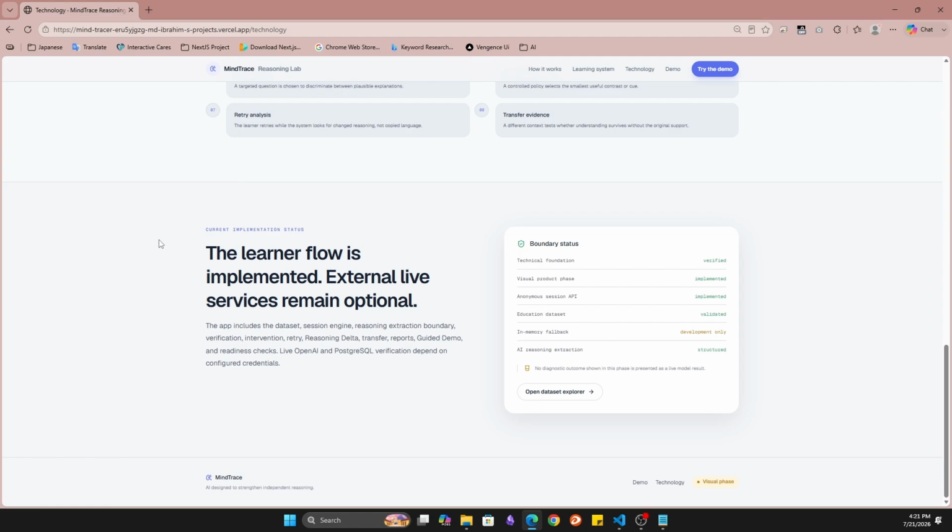The current version is incomplete by design. The core learner flow, dataset, session API, and deterministic fallback are implemented, while live OpenAI and PostgreSQL services remain optional for review.